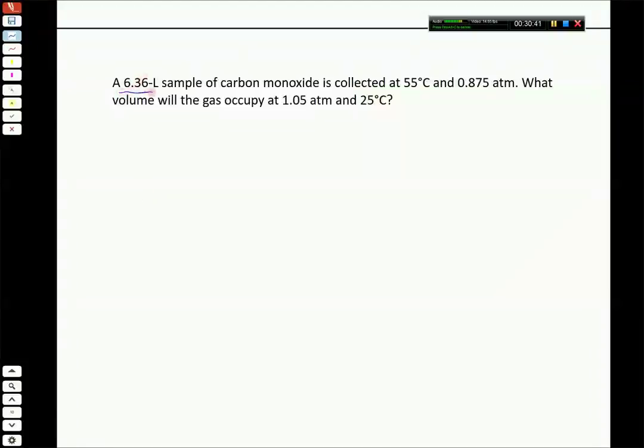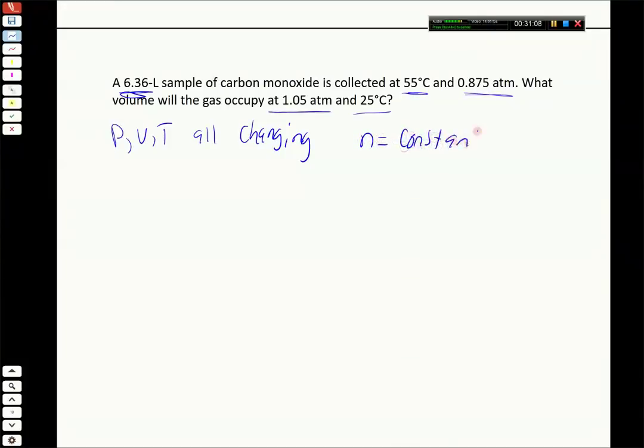So here we have our initial volume, 6.36 liters. Initial temperature is 55 Celsius, pressure 0.875. We want to know what volume it will occupy if we change the pressure to 1.05 and the temperature to 25. So here, pressure, volume, and temperature are all changing, and because we're not told anything about it, we can assume that the number of moles is constant. We're not told how many moles there are, we're not told that there's any addition or subtraction of gas from the sample, so we assume that moles is constant.